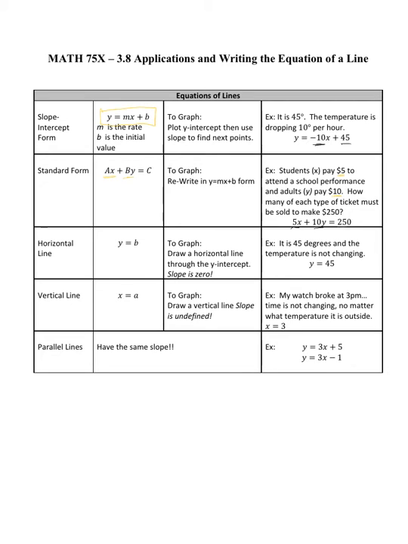And then just two special cases. The horizontal line would be y equals 45. In that example, it's 45 degrees and the temperature is not changing at all. So there's no rate of change. The initial value is 45, so that slope is 0. And then the vertical line is set up where it's x equals some number. For example, let's say my watch broke at 3, so time's not changing no matter what temperature it is outside. That would be x equals 3. One other quick note is that if you have the same slopes, then you've got parallel lines. All right, so let's go ahead and get started.